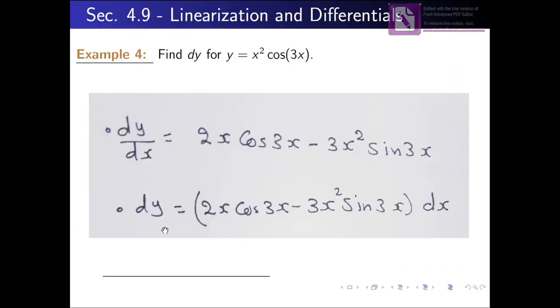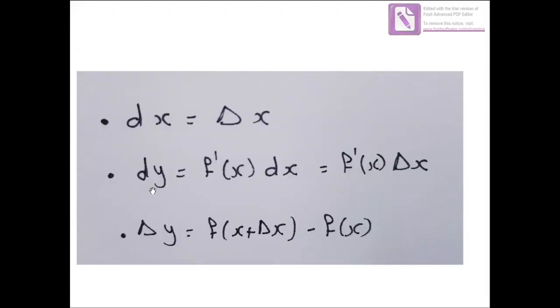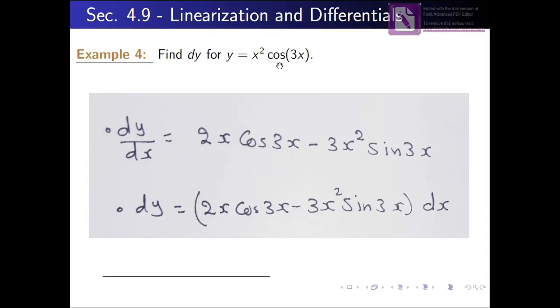So let us see an example. Find dy for y is equal to x squared cosine 3x. So we need to find dy. We said that dy is equal to f prime x multiplied by d of x. So let us differentiate this one.